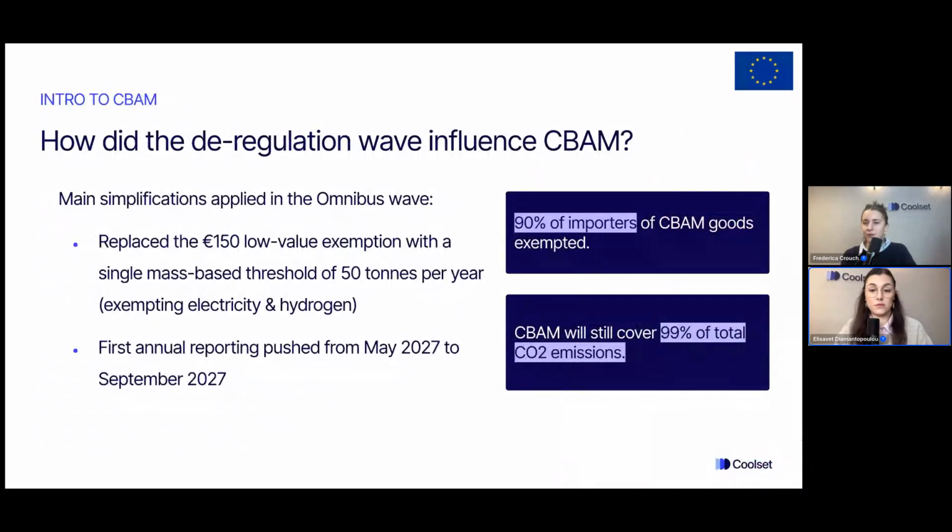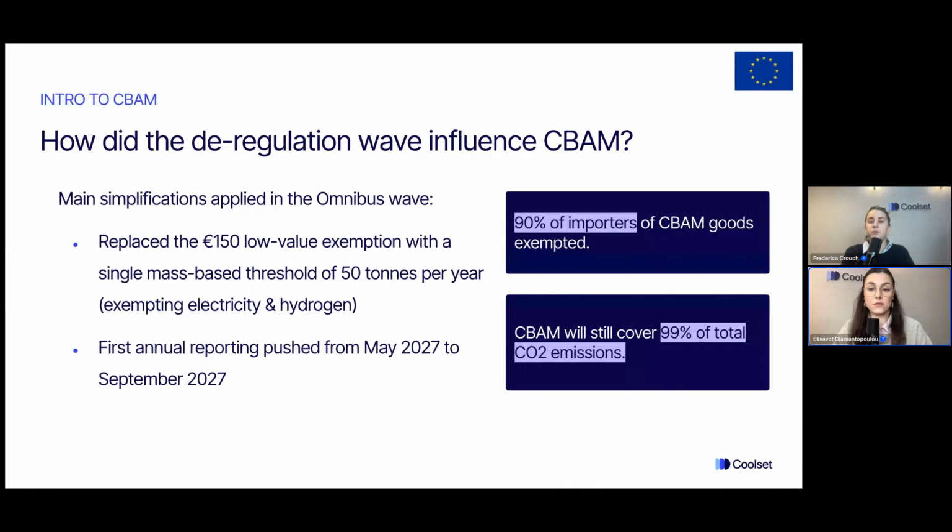And for many of you that have followed our webinars or are following sustainability policy more widely, you will have heard about the omnibus and how that's been affecting a lot of climate policy within the EU quite significantly. And CBAM has also not escaped its wrath, but the simplifications are pretty clear here. The two main ways that the omnibus wave has impacted CBAM are in a threshold.